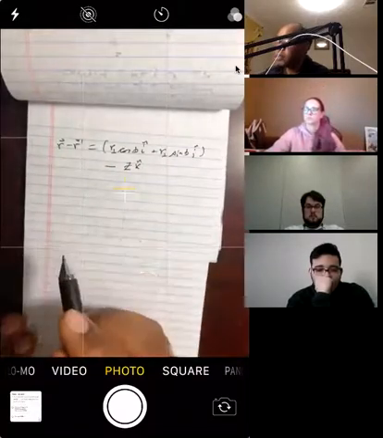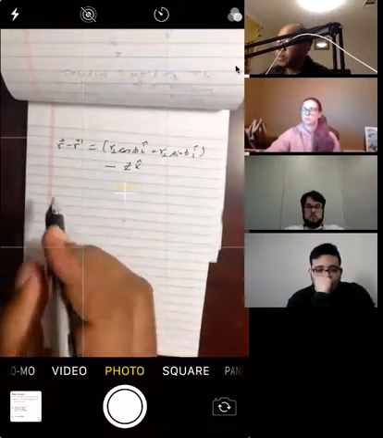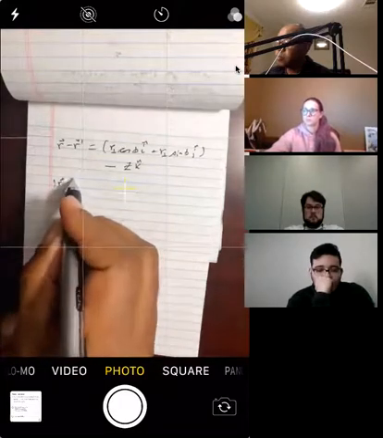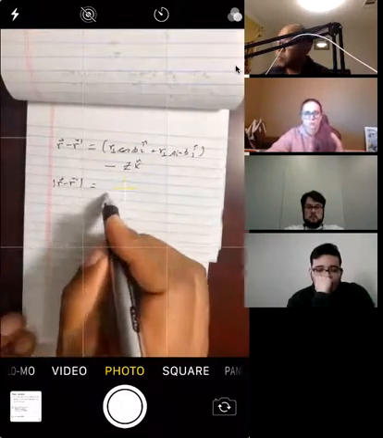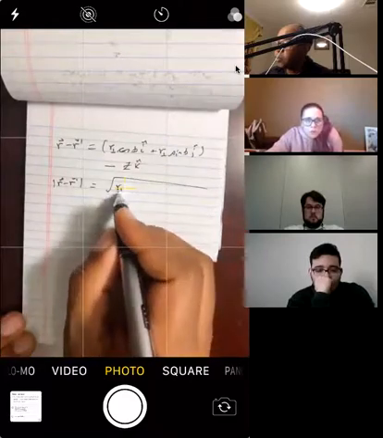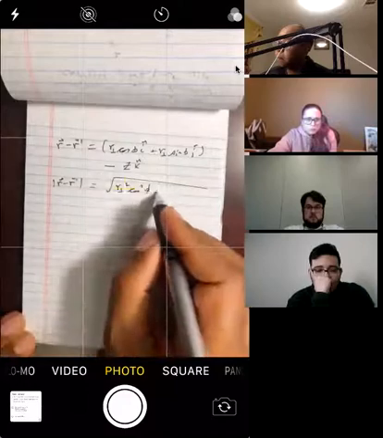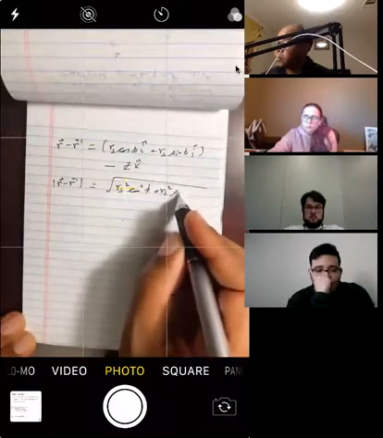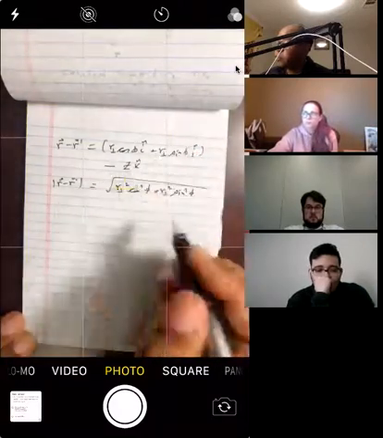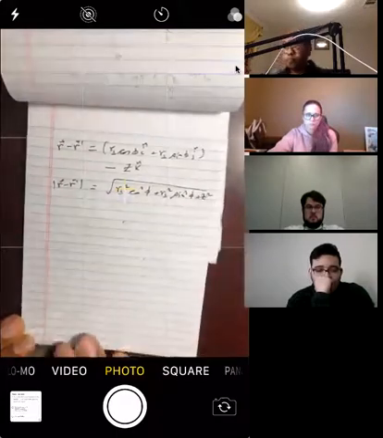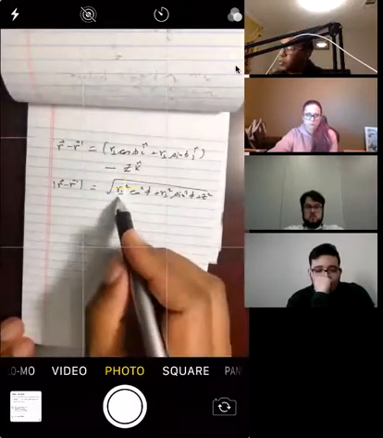And then of course I'm going to need the magnitude of r minus r prime. That's going to be the square root of r perpendicular squared cosine squared of phi from this one, r perpendicular squared sine squared of phi from this one, and then z squared from this one. You see that? What's the sum of these two?